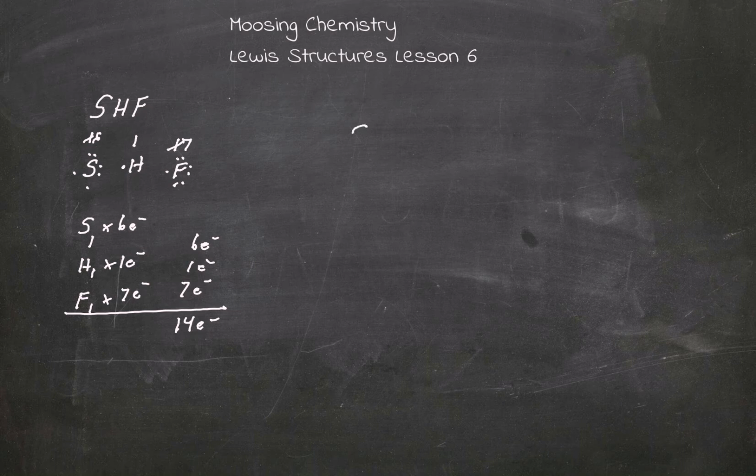So we're going to put an S in the center. And knowing that we have 2 extra electrons here and 2 here, we're going to go ahead and do it like this. And that's going to give us an H, and this is going to give us an F. Now, this is called an AX2E2 bent structure. It has bond angles of approximately 104.5 degrees.